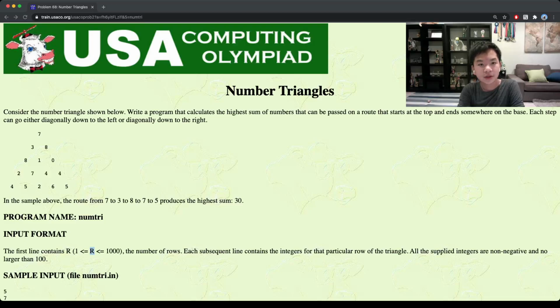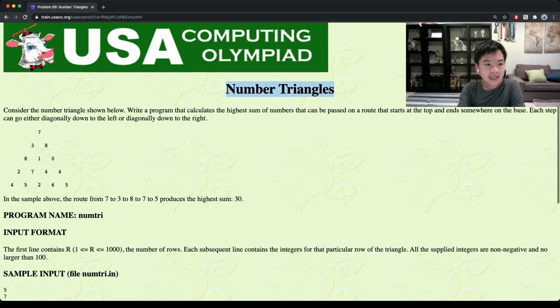Hello everyone, today we're going to look at USACO training number triangles. In this problem we're given a triangle with r rows and each node has a specific value. Let's define a route as a way from the top node to one of the bottom nodes. An example would be from 7 to 8 to 1 to 4 and then to 2.